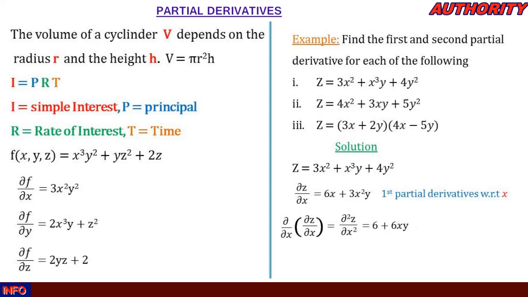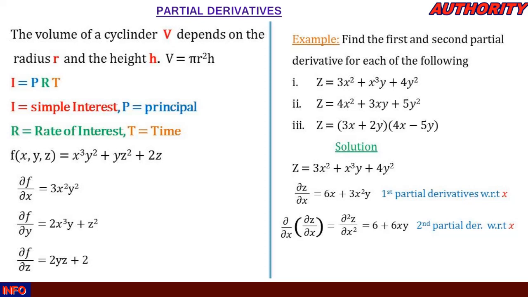So when we differentiate this function, 6x gives you 6. Now we have plus the second one, 3x squared y. When we differentiate this with respect to x, it gives us 6xy. So this function we have now, 6 plus 6xy, is called the second derivative of the function z with respect to x. Again, we come back to this function.